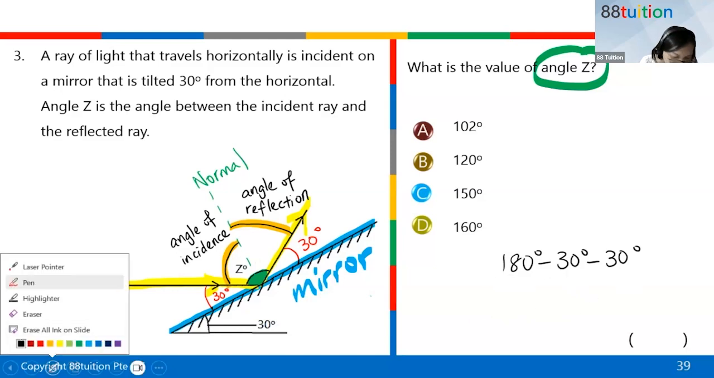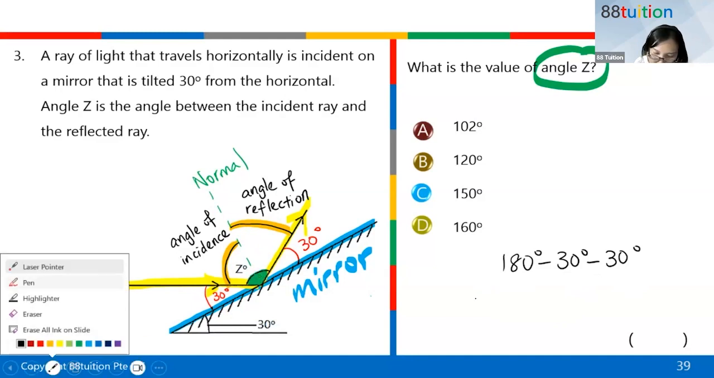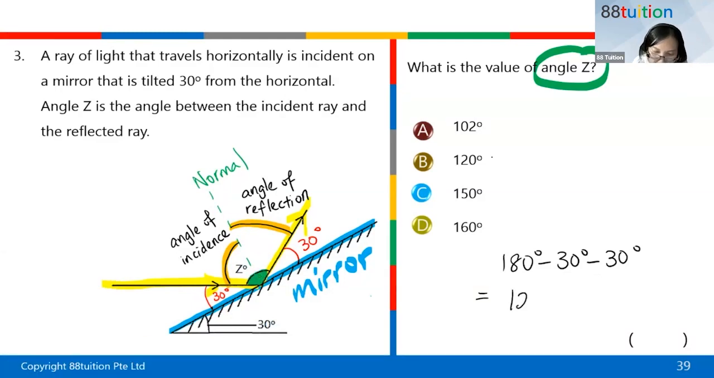All right. So I will use 180 because I want to find this Z, this whole thing. So this is 30, this is 30. The reason why I know these two angles are the same is because the angle of incidence equals the angle of reflection. All right, this is the normal line, dotted line. So I'll use 180 minus 30 minus 30. That's how I get the green angle. So the answer is 120 degrees, which is B. So this is angle Z.